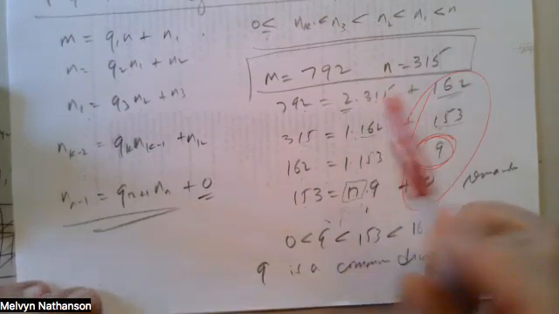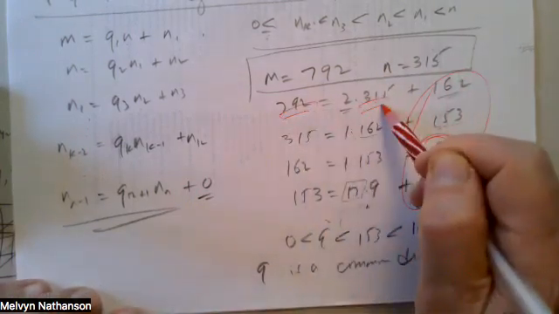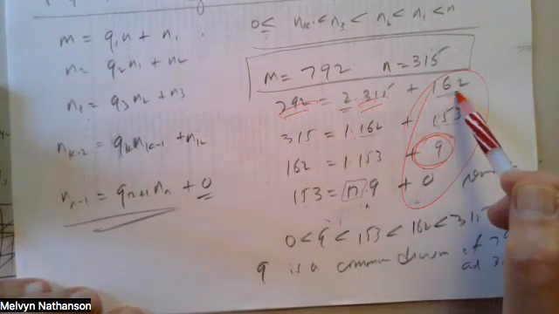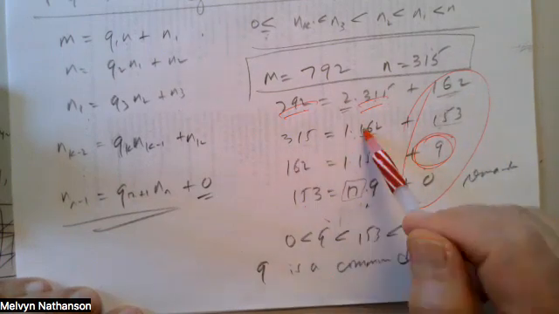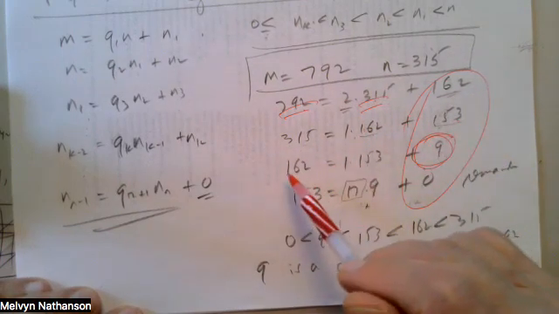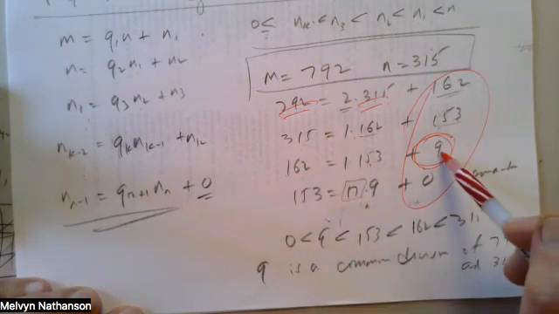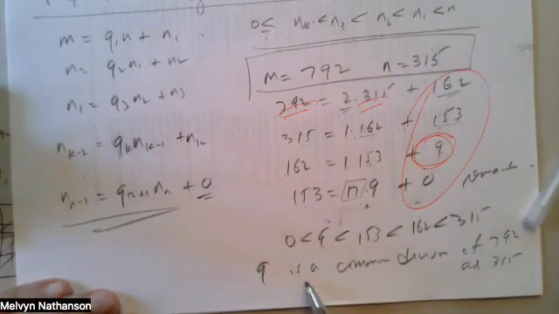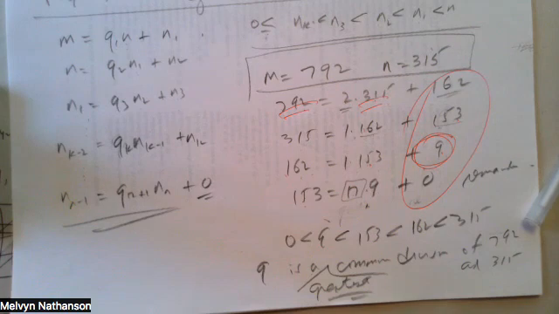But if you take any common divisor of 792 and 315, if it divides this and this, it divides this, 162. If it divides this and this, it divides 153. If it divides this and 153, it divides 9. So every common divisor of these two numbers divides 9, which means 9 is the greatest common divisor. This is an example of the Euclidean algorithm in operation.